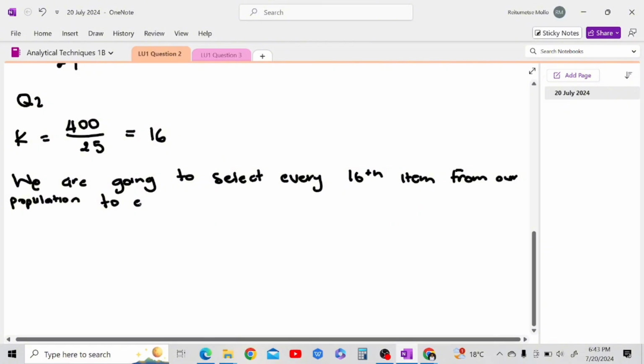And then it means that since k is equal to 16, our starting point is any value that is 16 or below 16. So this is how you interpret your k. Now let's find out what was the question.